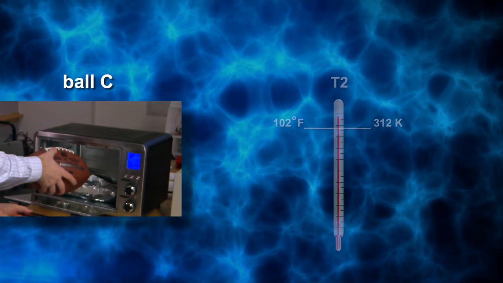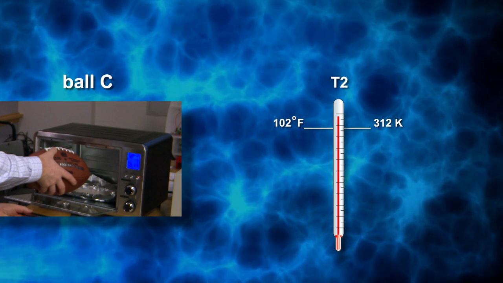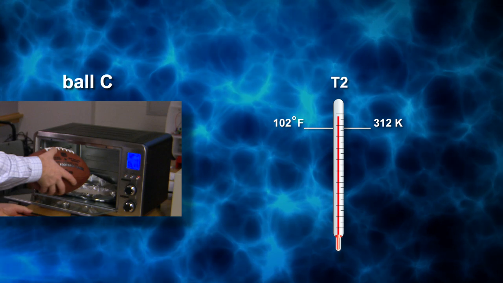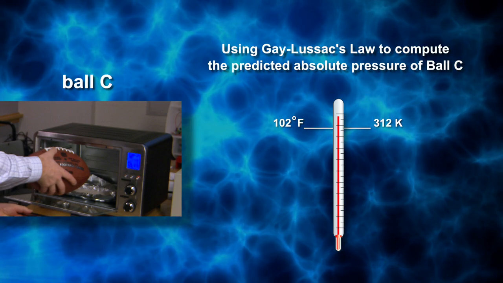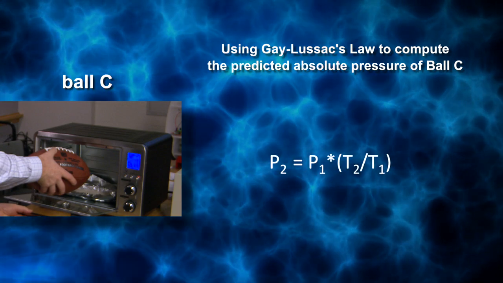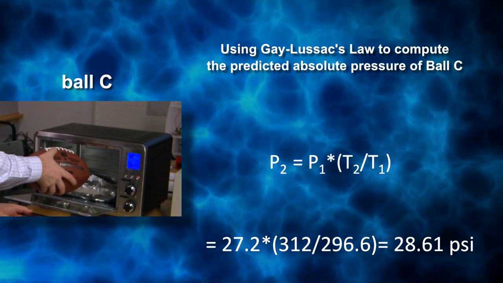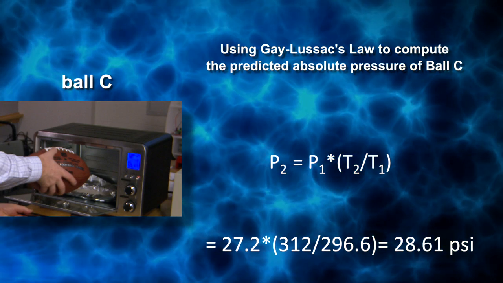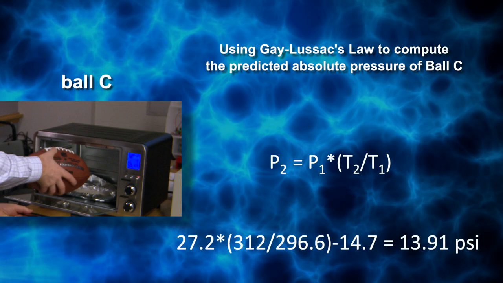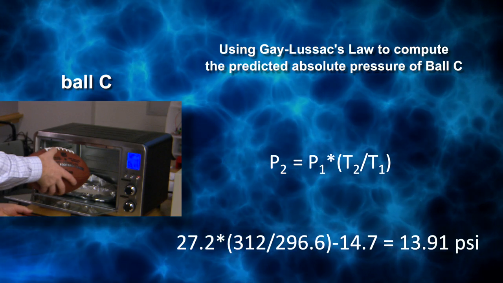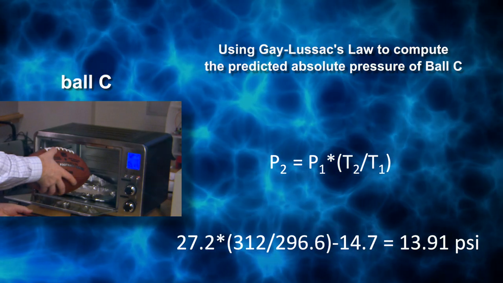For ball C, our T2, our predicted temperature of 102 degrees Fahrenheit, is equal to 312 Kelvin. So applying Gay-Lussac's law again to compute the predicted absolute pressure of ball C, again, P2 equals P1 times T2 divided by T1, that works out to be 27.2 times 312 divided by 296.6, which gives you 28.61 psi. We subtract 14.7 from that, and we get a predicted relative pressure for ball C of 13.91 psi.